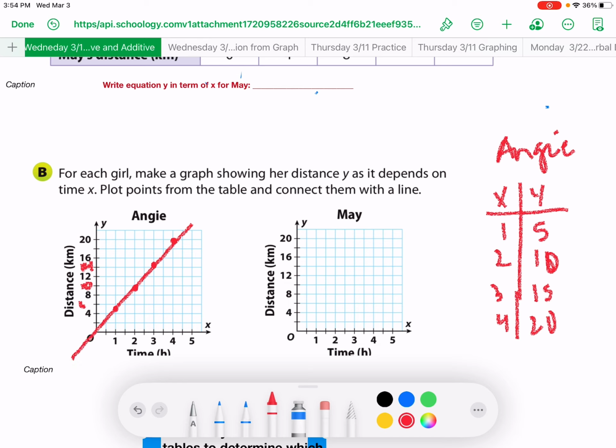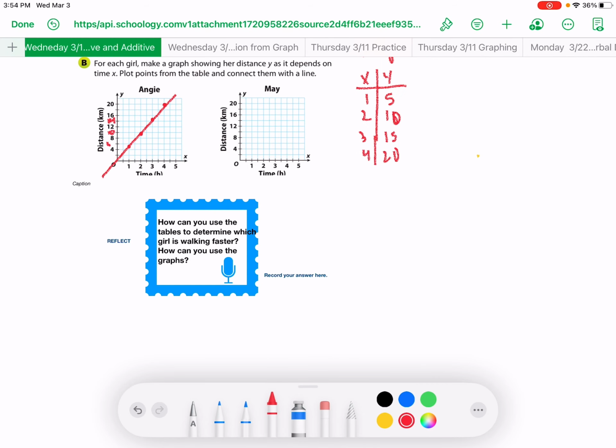Okay? Now you're going to finish and complete May, and then there's also the answer key that you can check to make sure your answers are correct for Angie and May, and make sure that you record your reflection, and we will ask some of y'all to share these in the Zoom.